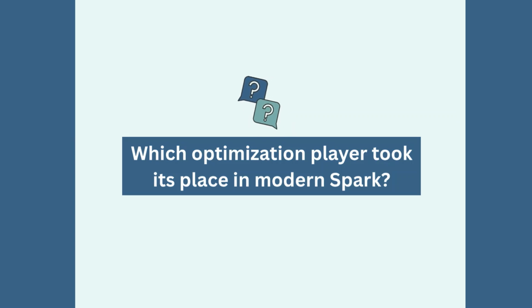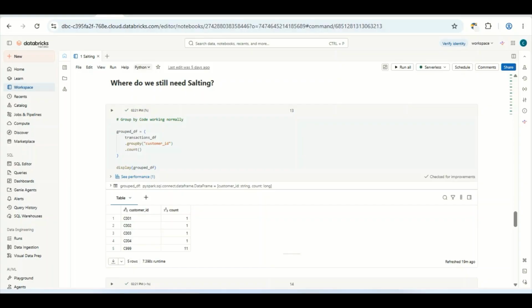I know what you are thinking. You must be thinking, is there any scenario when we have to use manual salting today? Or it's a waste of time to learn it? Even with AQE, developers occasionally drop back to manual salting when you are dealing with non-join skews, like heavy group by aggregations.